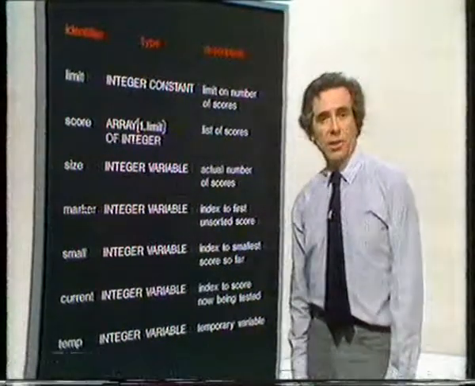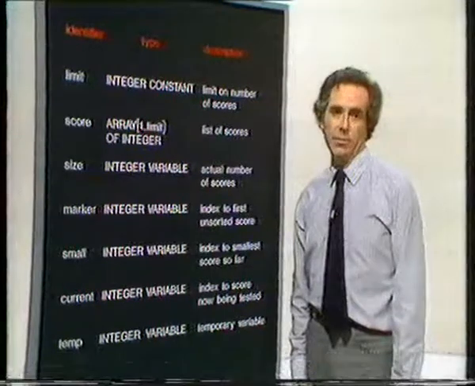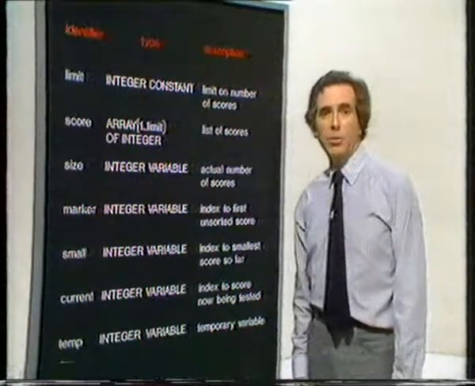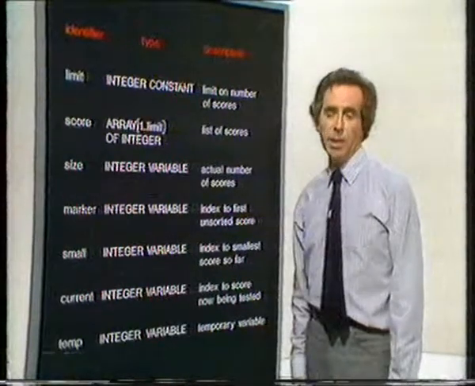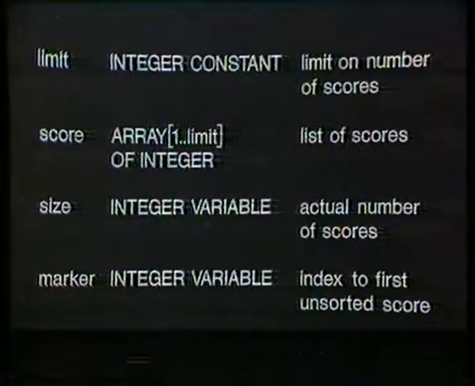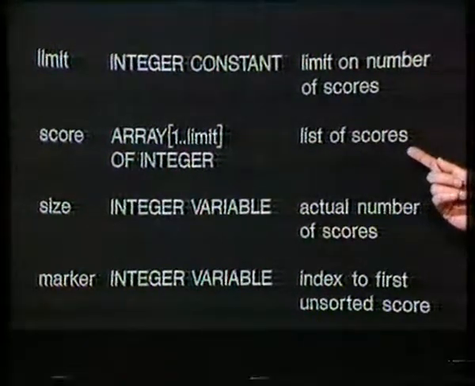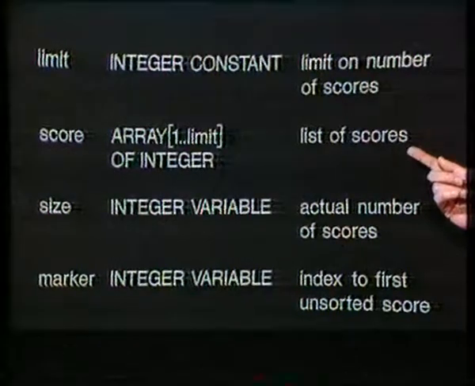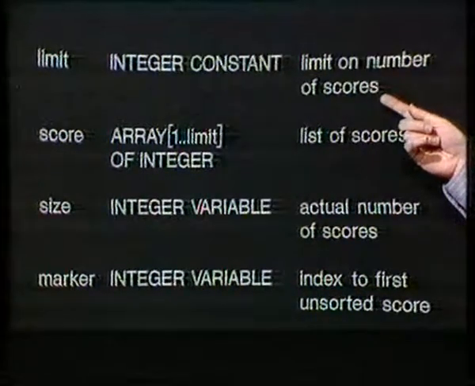Now, the way to construct a data table is to build it up as you expand the stages of your design. We haven't finished our refinement process yet, so we wouldn't really have completed the data table. But let's look at the entries we would have included so far. This second entry is the array we use to hold the scores. So we've called it score. To define its length, we've used this first item, limit, which is the number of elements in the array.